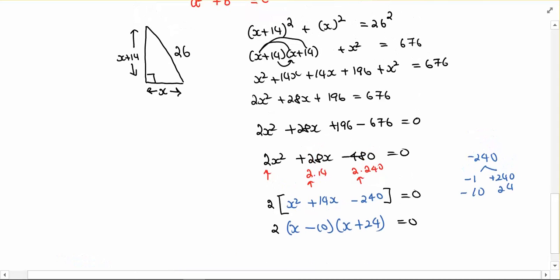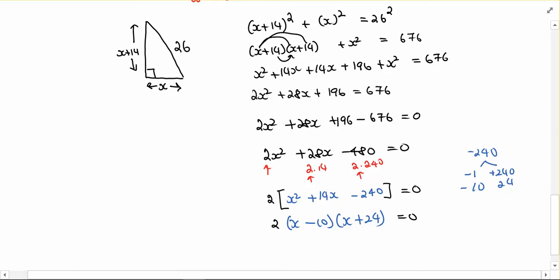So now I can use my zero factor property, and I only need to really worry about the x minus 10 equals 0 and the x plus 24 equals 0. Now you may ask why not the 2? Well, the 2 can't equal 0, so I'm not going to worry about it. So x is equal to 10 over here, and x is equal to negative 24 over there.